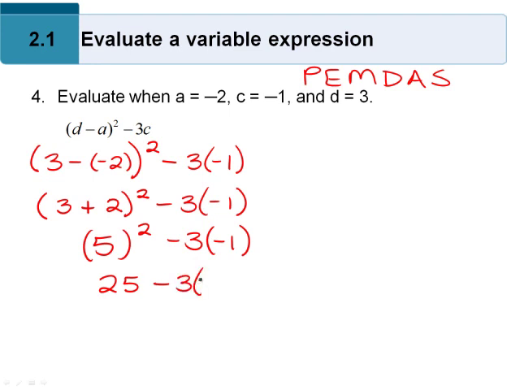Now, here comes that part again with the signs. It is subtraction, but you want to keep it with the number so that we can multiply. So bring down the 25. Now, -3 times -1 is a +3, because a negative times a negative is a positive. And then 25 plus 3 gives you 28.